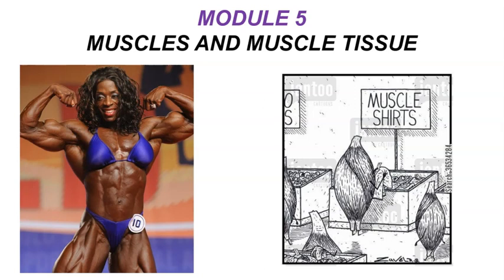So in Module 5, we will study the muscle tissues, specifically focusing on the anatomy and physiology of the skeletal muscles. So let's begin by examining the characteristics that are common to all muscle tissues, and then we'll make our way back to the skeletal muscles specifically.